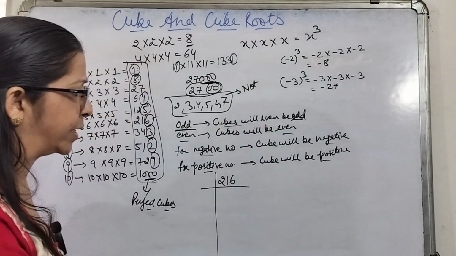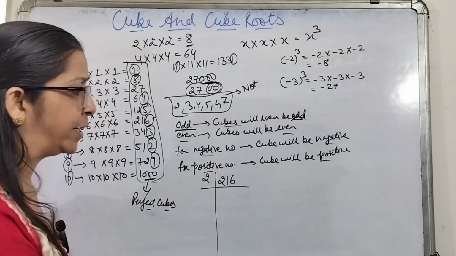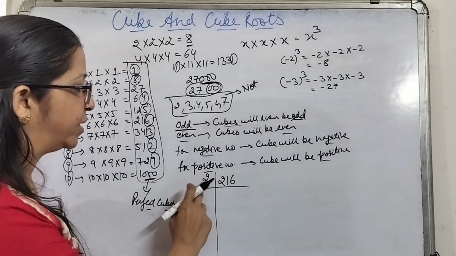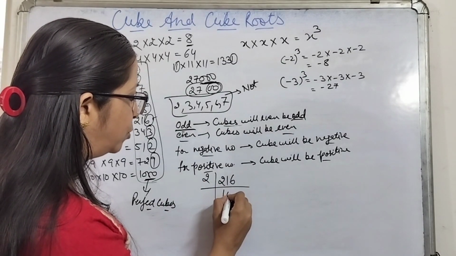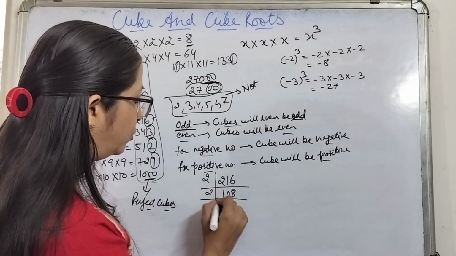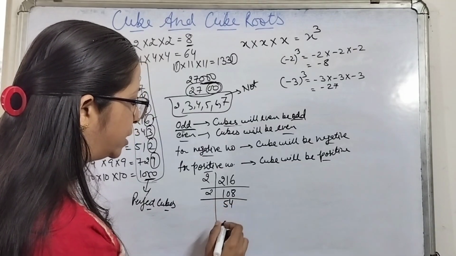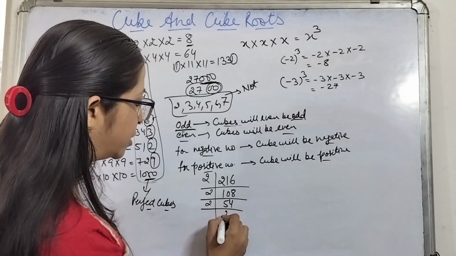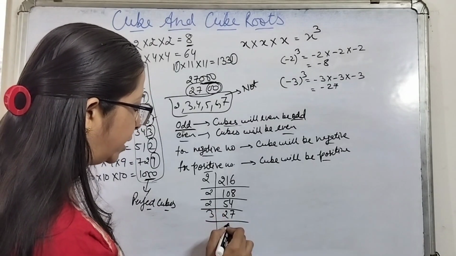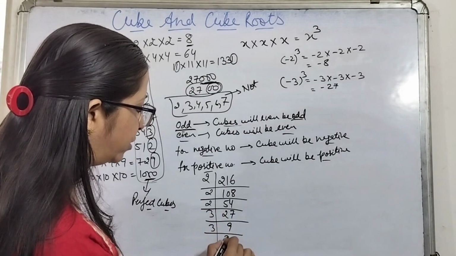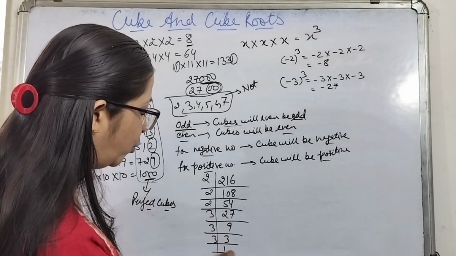We will be doing the prime factorization. We divide by 2 because it is an even number. 216 divided by 2: 2 1s are 2, 2 8s are 16, then 2 2s are 4, 2 5s are 10, 2 4s are 8, 2 7s are 14, then 3 9s are 27, then 3 3s are 9, and then 3 1s are 3.